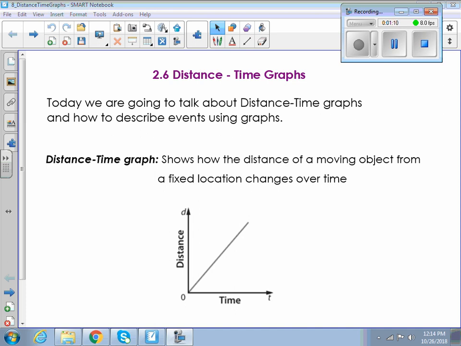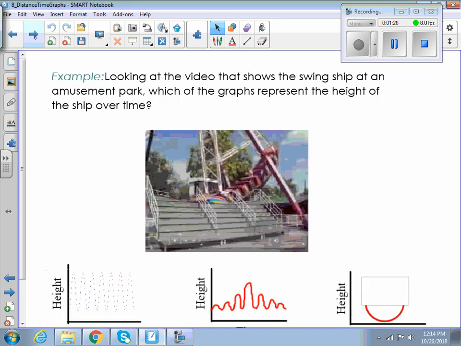Later on, if you take physics or get into grade 12 calculus, you're also going to do velocity-time graphs and acceleration-time graphs. But for now, we just focus on distance-time graphs. Now let's look at a couple of examples.